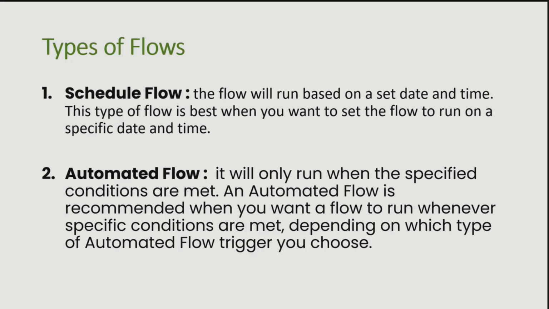Scheduled flow is for when you want to run the flow from a particular date, at a particular time, and at an interval, like every day, every month, or every year. Whenever you want that, you can use the schedule flow. Automated flow is for when you want to trigger the flow whenever some condition is met, like whenever some record is created. Then you can go for the automated flow.